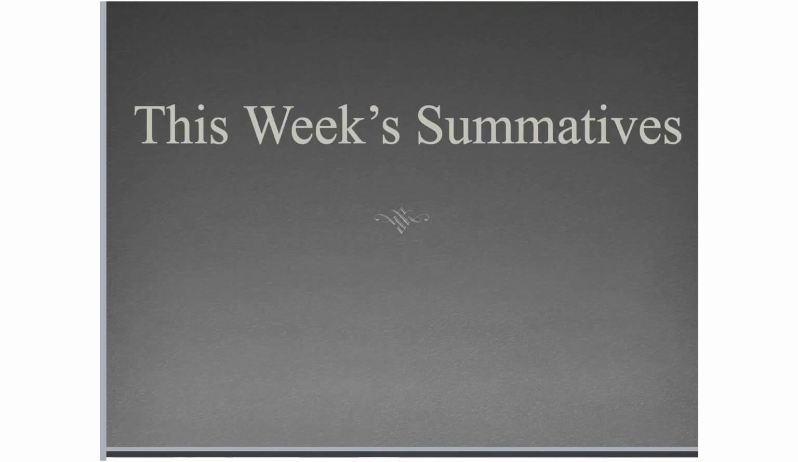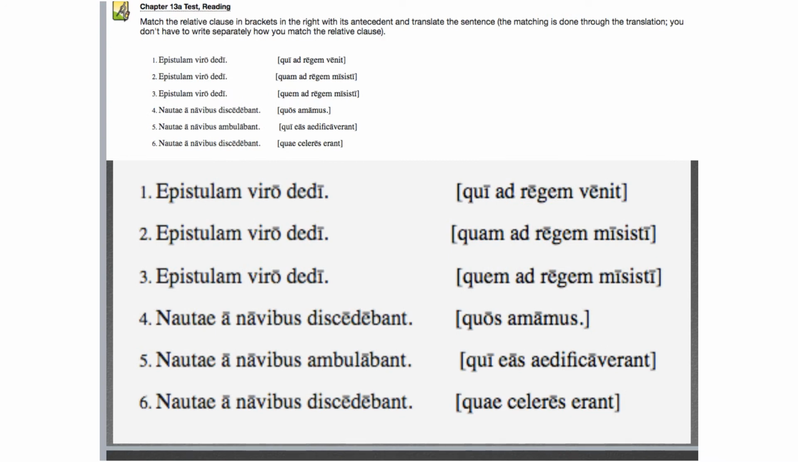So here are this week's summatives. Similar to what we've been doing, you're completing the sentence, choosing these relative pronouns. Really what you're doing is you've got 3 different relative pronouns. You've got to match them up with the antecedent. So with qui, I need a masculine antecedent. So it's going to go with viro. And now I'm going to translate epistulam viro, qui ad regem venit, dati. So kind of the 2 sentences together.